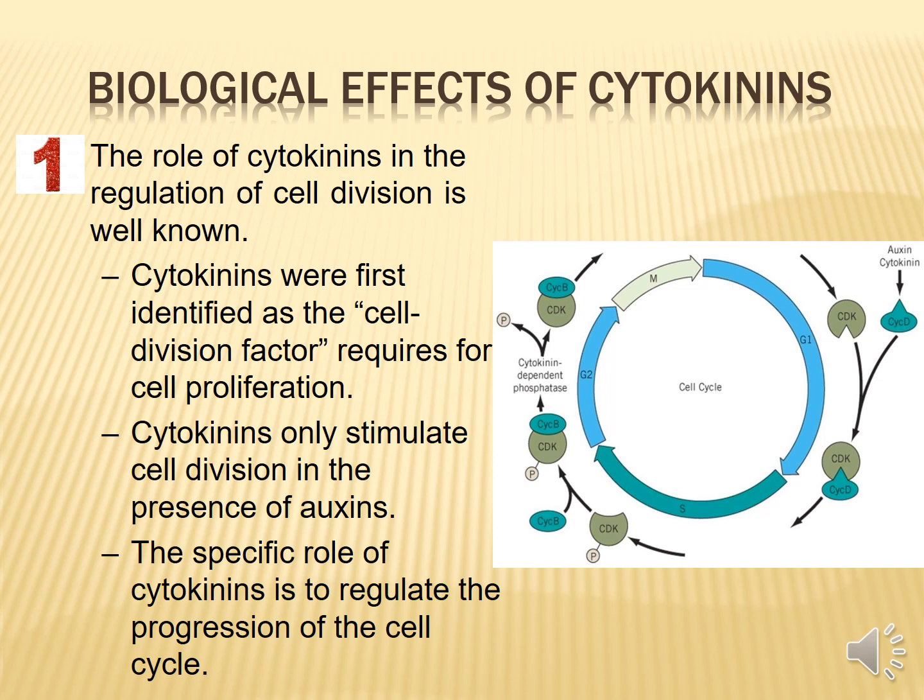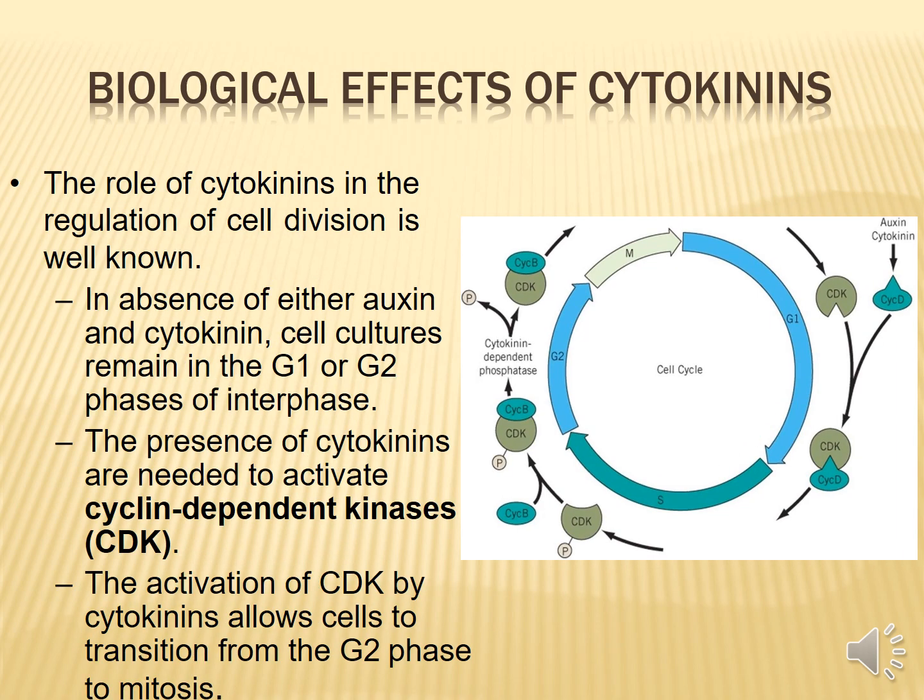to proliferate. And this cytokinin only stimulates cell division in the presence of auxin, meaning they also depend on the auxin hormone. The specific role of the cytokinin is to regulate the progression of the cell cycle. So if, for example, the cytokinin is absent or the auxin is absent, the cell culture will only remain in G1 or G2. Okay, so they do not have the transition to the next phase.